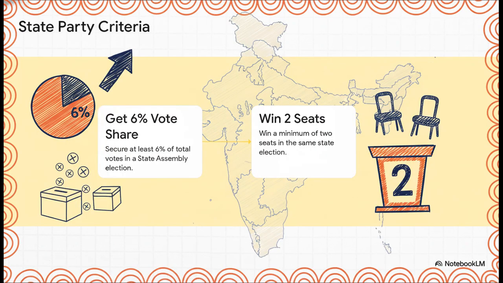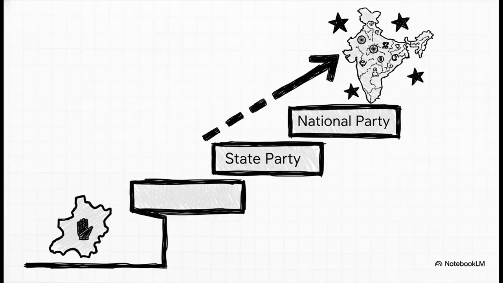And that second condition is this. The party must also win at least 2 seats in that very same state assembly election. So let me repeat that, because it's important. A party needs both things, at least 6% of the votes and at least 2 seats to become a recognized state party.